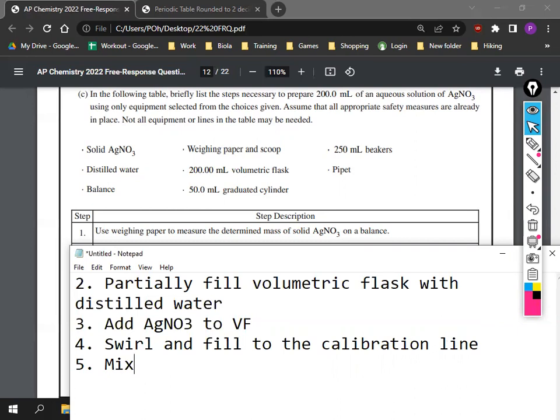So we talked about this before. Make sure you always add the solid before you fill to the calibration line, because if you add it after, then the volume's going to increase. And so you won't have an accurate volume for your solution. Something like that. If you want to split up the steps or combine some of the steps, that's totally fine. But you do need to hit these. These are the main points to hit. Alrighty, any questions? I'll leave that up there for a little bit. And just a reminder again, I am recording this one and it hasn't died yet, so it should all be posted.